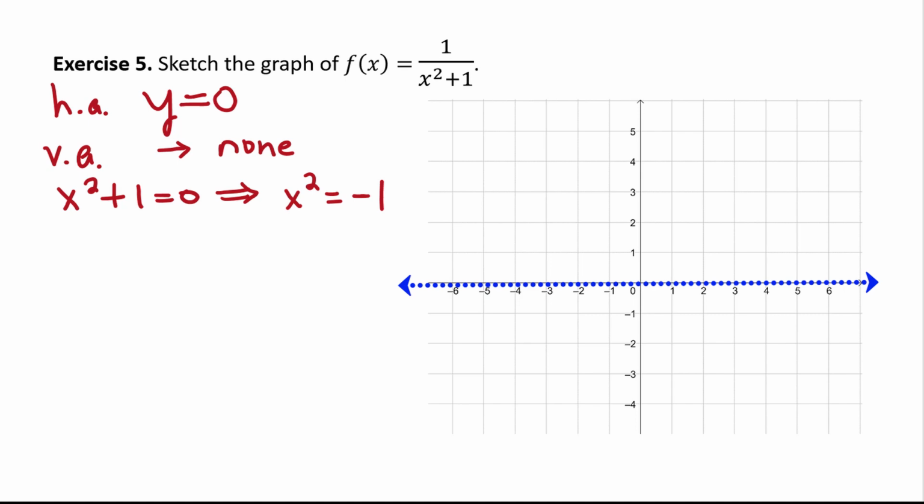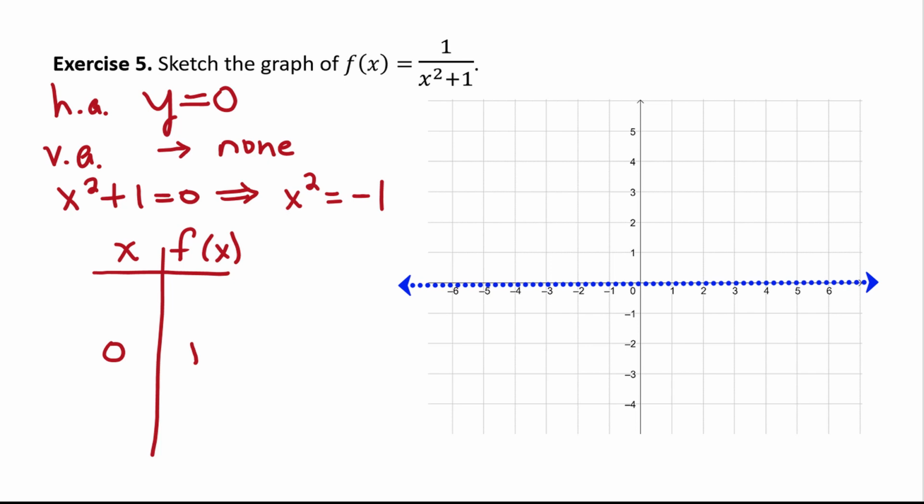So let's make a t-chart and we'll select some points to get a general behavior of the graph. We'll have x and f of x. I'm going to begin with 0, looking for a possible y-intercept. If we put 0 in for x, I get 1 over 0 squared plus 1. And 1 over 1 is just 1, so I'll have a y-intercept.